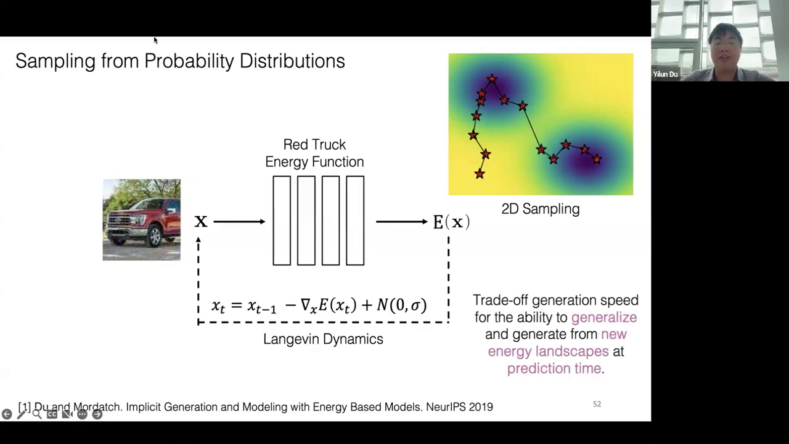One way to think about this generation procedure of Langevin dynamics is that it trades off the ability to generalize, the ability to do new things that you haven't seen before, with generation speed. If you look at something like a GAN or a VAE, the generation is almost instantaneous. You take the input and generate the output. But with this more energy-based formulation, the generation is much slower because it's a stochastic optimization process, but it allows you to change the generation problem by simply changing the energy function you use for sampling.